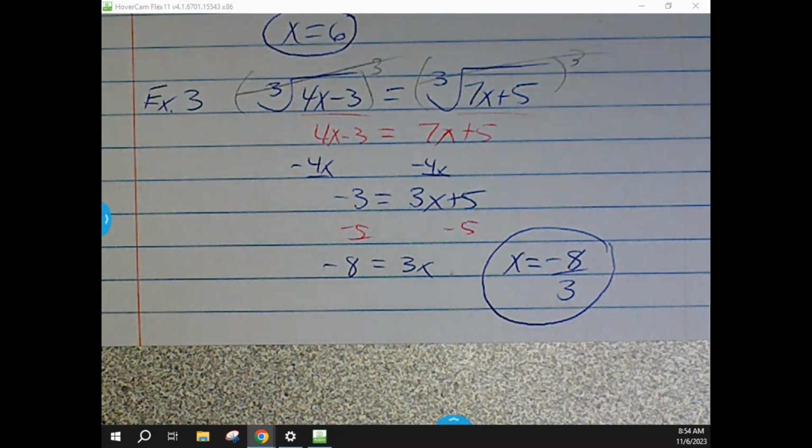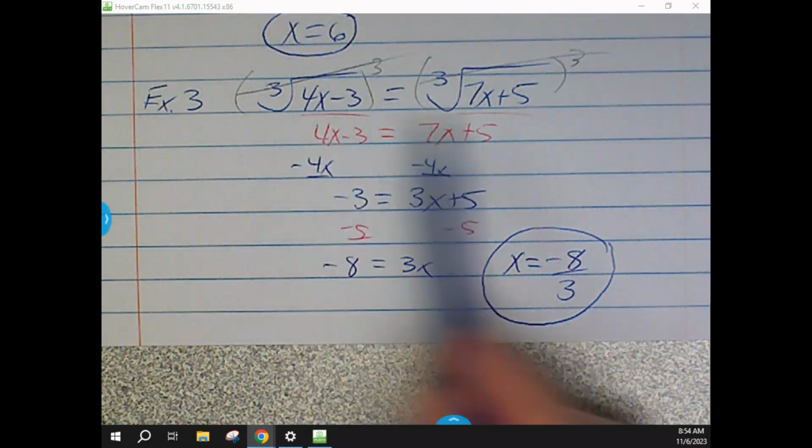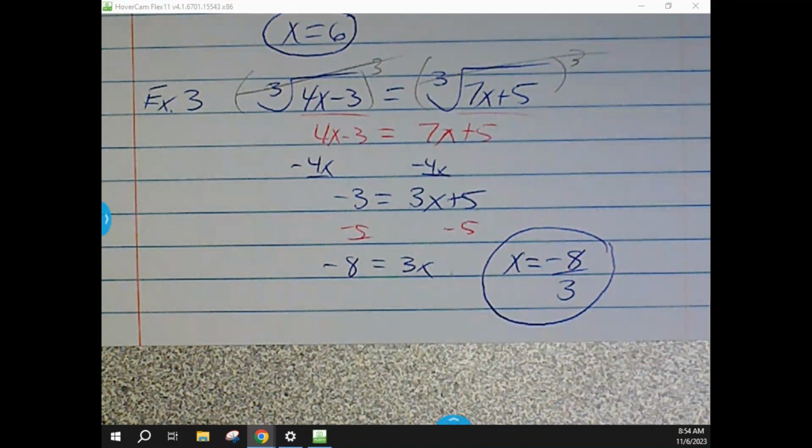Okay, so two different radicals. In this case, it's okay because, again, they're both the same index. So if you raise them both to the third power, in this case, because the index was 3, everything cancels out. You're left with just the expression that's on the inside, and then just set those two things equal from there, and it's just a regular solving equation.